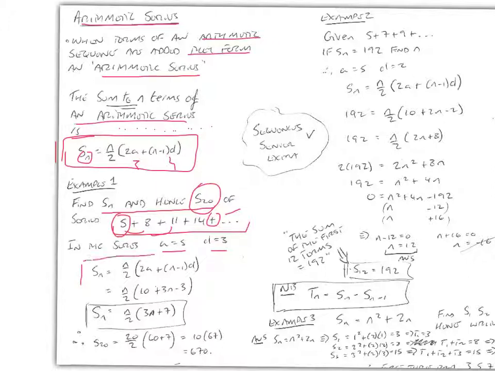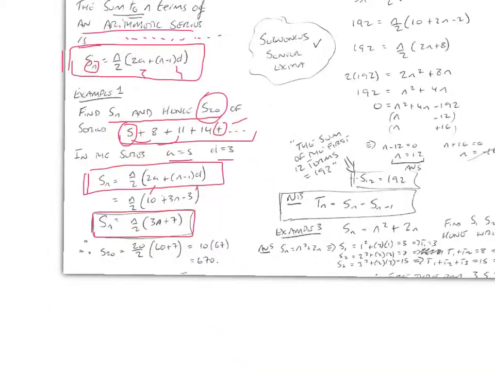So we'll use this formula here, and we'll plug in our values for a and d, and we'll see that the sum to n terms rule is equal to n over 2 times 3n plus 7 for that series. So S20, the sum of the first 20 terms, is 20 over 2 times 3 times 20 plus 7, which is 670.